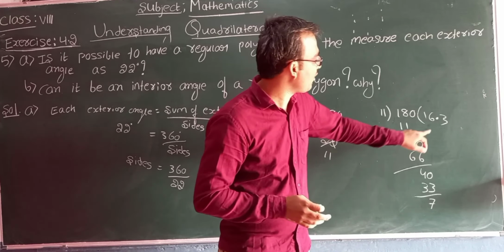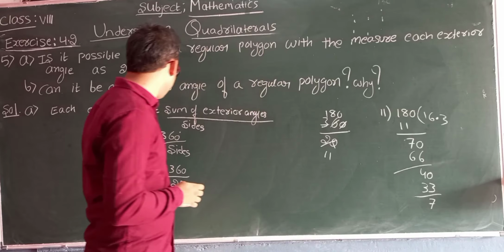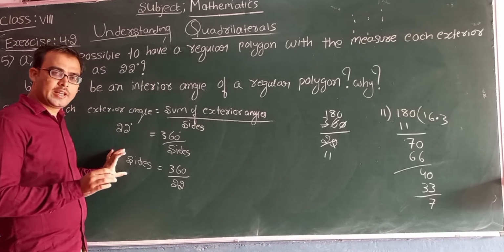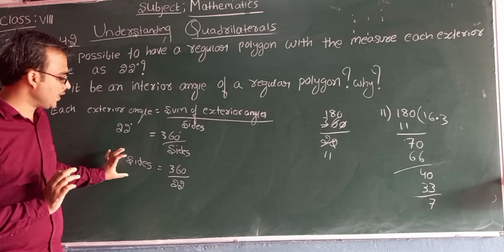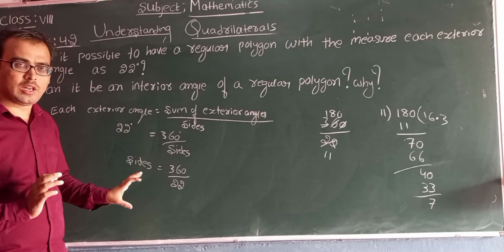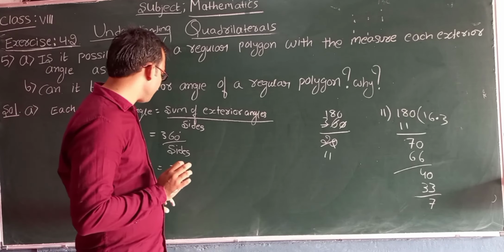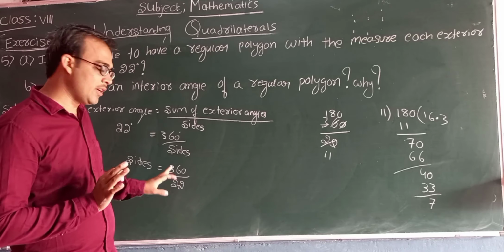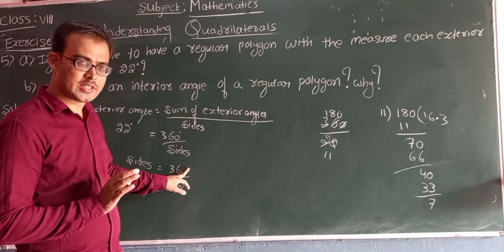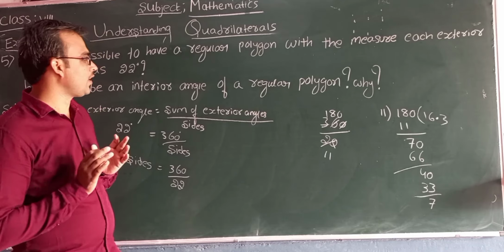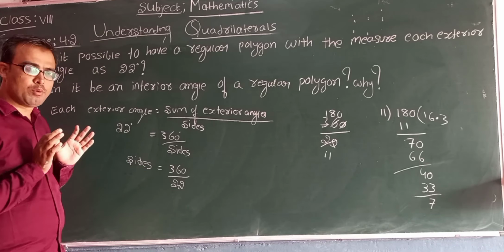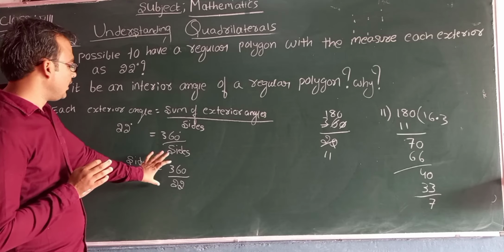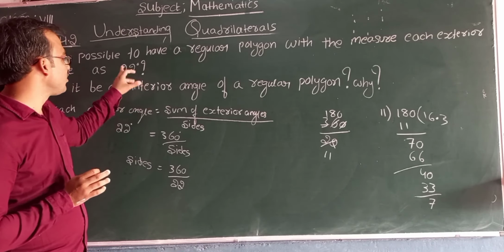Okay, so here what are we getting? We are getting 16.3. So look here, can we get a polygon with 16.3 sides? No. So here we are not getting the sides as a whole number. It means that 22 is not a divisor of 360. So we cannot get a polygon with an exterior angle of 22 degrees.